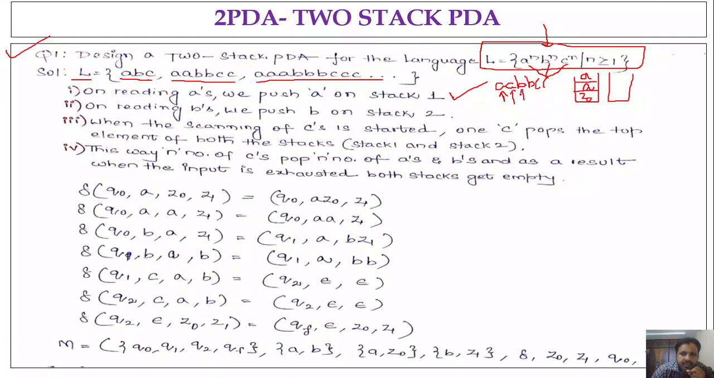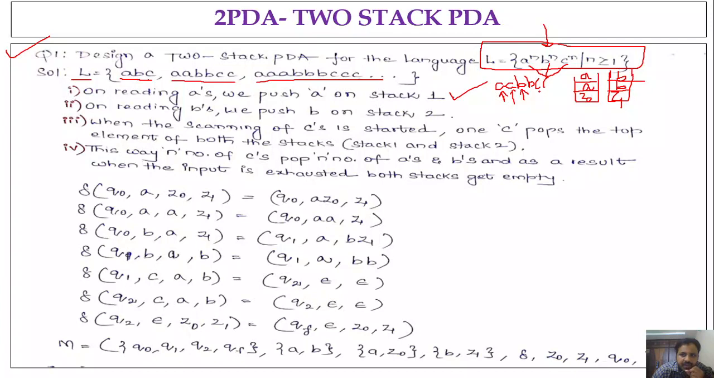The moment we get B, we have to push B onto stack 2. Let me say stack 2 has a bottom of the stack as Z1, right? So here what we are going to do is push B onto stack 2. The second B, we push it onto stack 2, and the next input is also B, we push it onto stack 2.